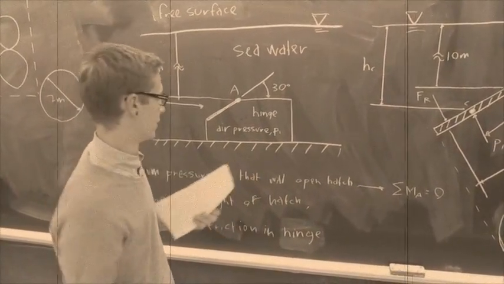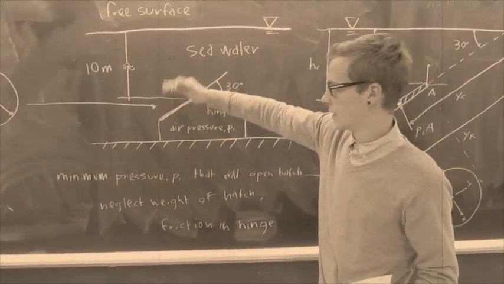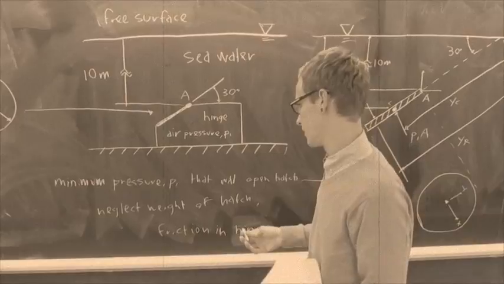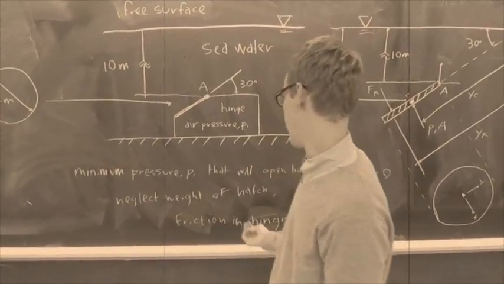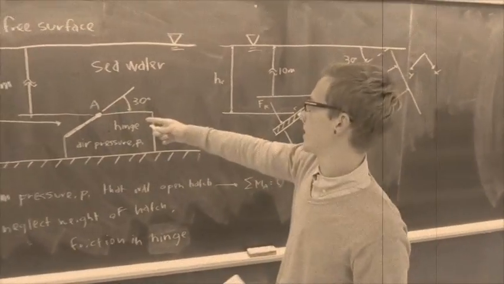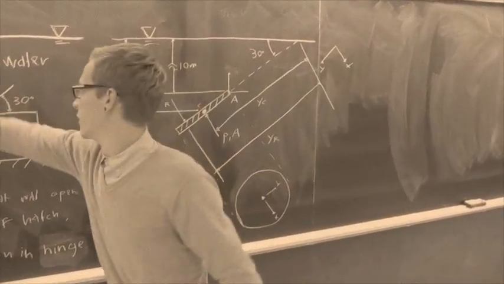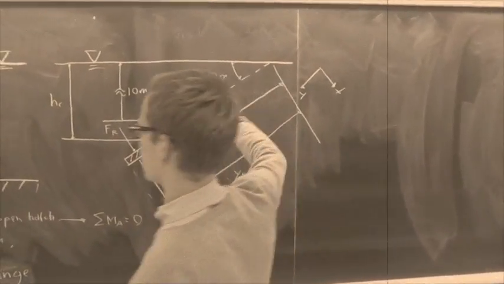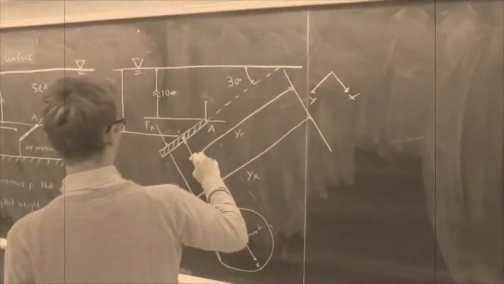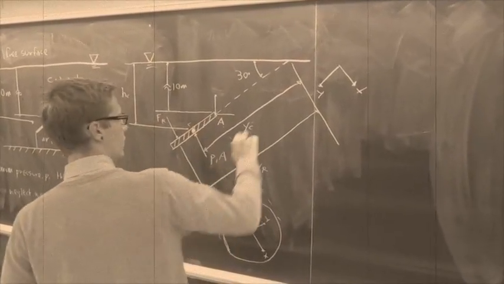Essentially what they're asking for is when the moments about point A will be 0, which will allow the hatch to swing freely and swing open. And the problem tells us to neglect the weight of the hatch and the friction in the hinge. So from this diagram, you can obtain this. 10 meters you know. From there, you know this angle is 30 degrees. Then here's the centroid at the center of the object.